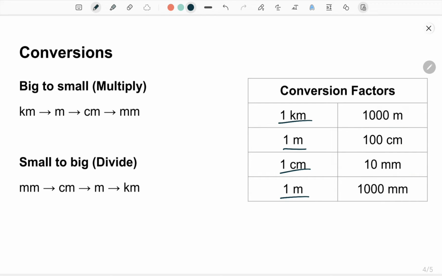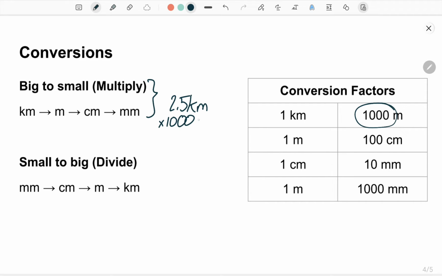So what does that mean? Well, what we have here is if we want to convert from one of these bigger ones, so whether it's kilometers to something smaller, we're going to have to multiply the original measurement. So let's say we have 2.5 kilometers and we want to bring that to meters. We're going to have to multiply that by whatever this conversion factor is. So let's say 1,000.